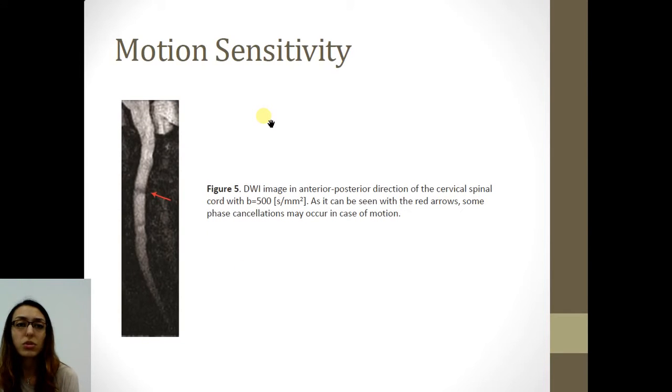So here is a motion sensitivity problem. You can see that the phases are cancelled in these parts. These are artifacts, and this is a diffusion-weighted image of spinal cord in the anterior-posterior direction with b equal to 500. In order to have a meaningful SNR, we generally acquire multiple acquisitions belonging to one slice. So if we average these slices with different phases, then we will get some phase cancellations here.